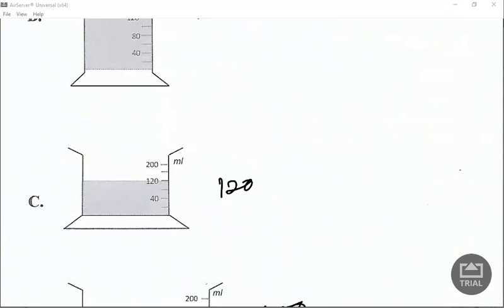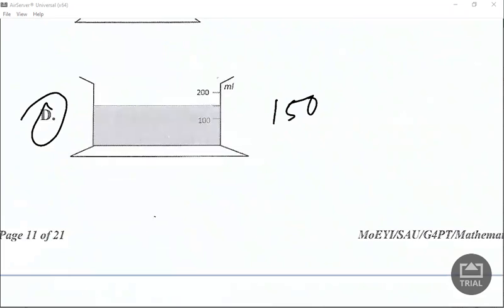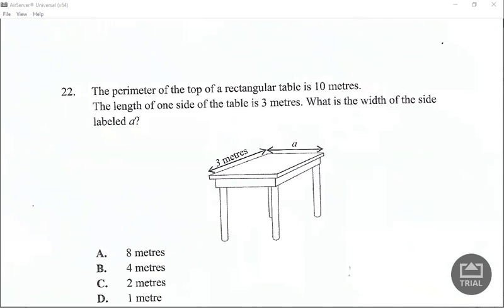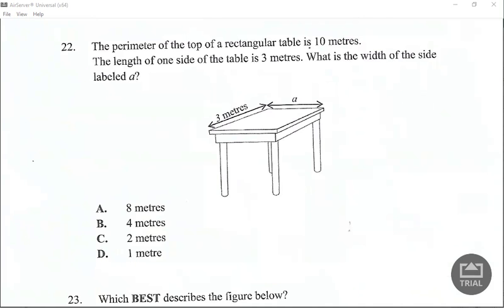Let's look at 22. The perimeter of the top of a rectangular table is 10 meters. So they did tell us the perimeter. The length of one side of the table is 3, so this side is also 3. What is the width of the side labeled A? So what we know is 3 plus 3 plus A would give us the 10, right? So which number plus 6 gives us 10? That would be 4, correct?